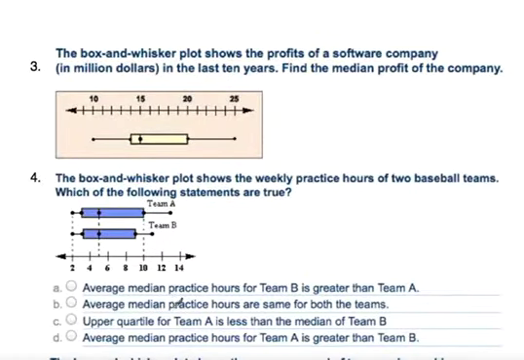Number 3 says the box and whisker plot shows the profits of a software company in millions of dollars in the last 10 years. Find the median profit of the company. We're going to look for the line that is inside the box. The median is going to be the line that's inside the box. Here's our box. The line in the middle is right here, and that corresponds with 15. So the median is going to be equal to 15 for this problem.